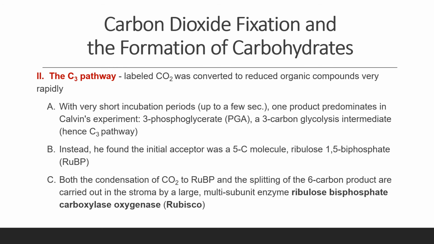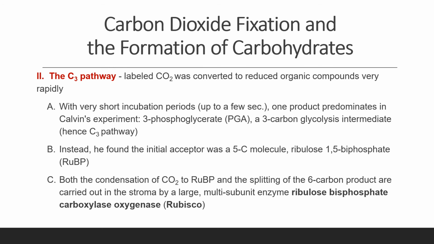So the C3 pathway was discovered when their findings with a labeled carbon dioxide plate was converted to reduced organic compounds very rapidly. So in a very short incubation period, about a few seconds, one radioactive spot on the chromatogram predominated, with the 3-phosphoglycerate, or the PGA, one of the intermediates of glycolysis. So actually they found this PGA on one of their plates.